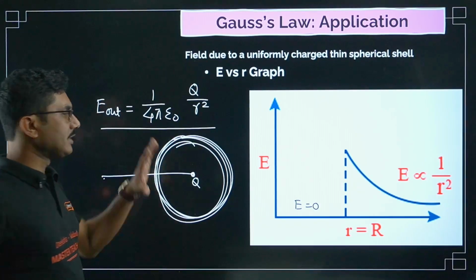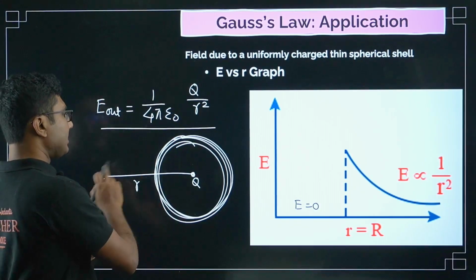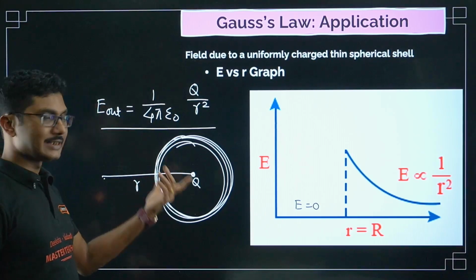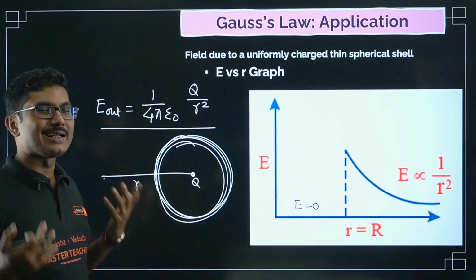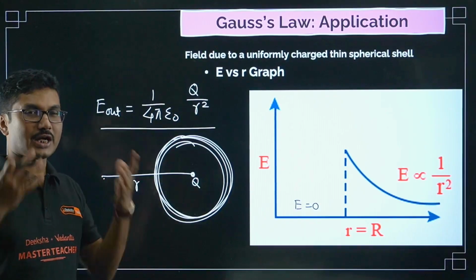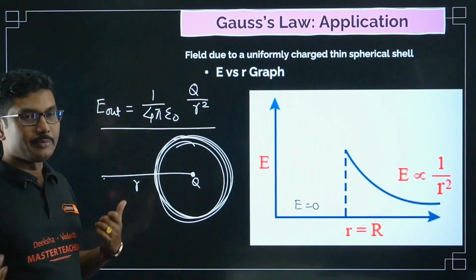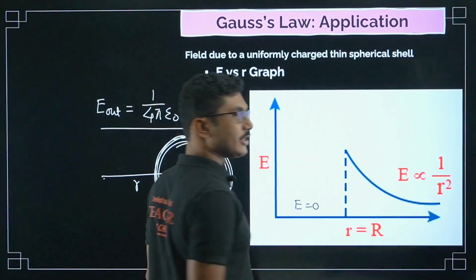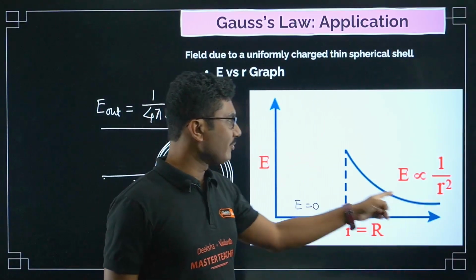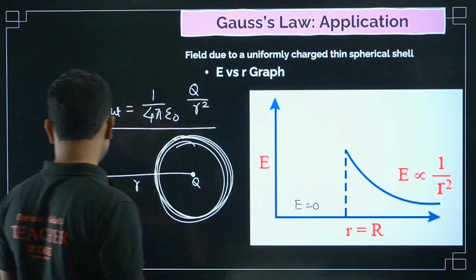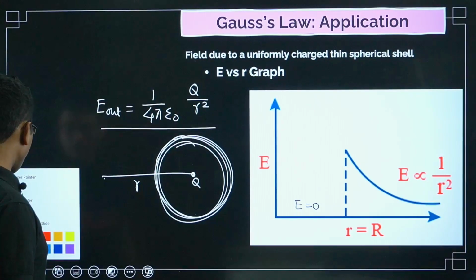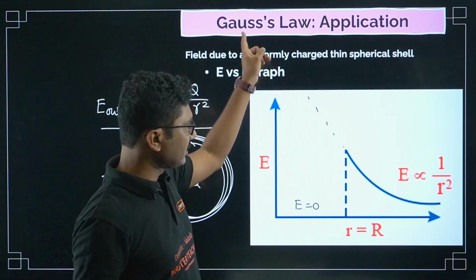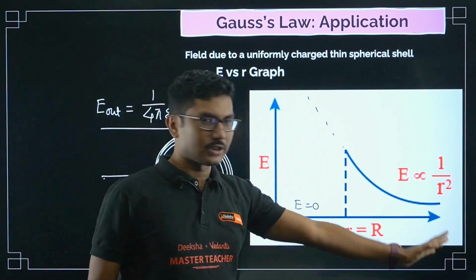This assumption is only valid for points outside. This assumption is not valid for points inside, because for points inside there is no actual physical charge, so the electric field will be 0 inside. So this portion is the same as for a point charge. If you are considering a point charge, the graph would be like this. A point charge actually starts from the point itself and it goes like this.